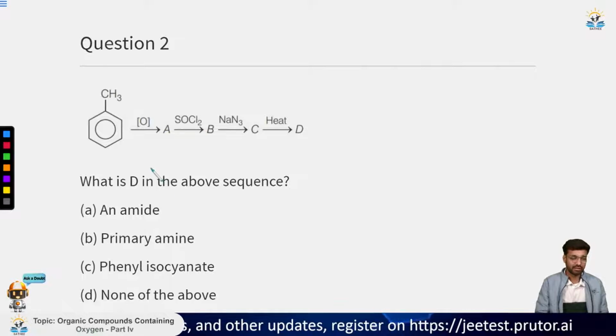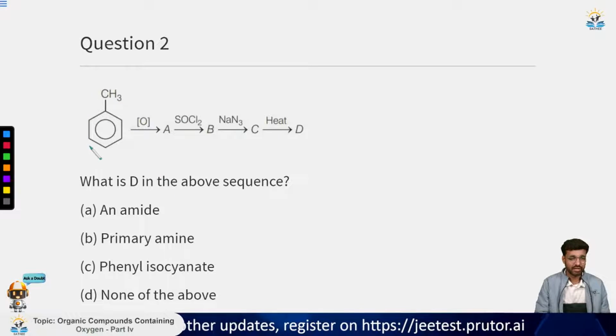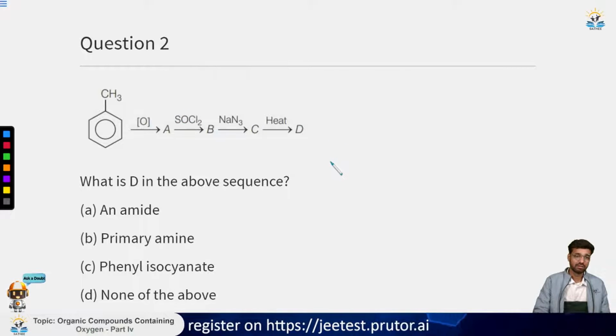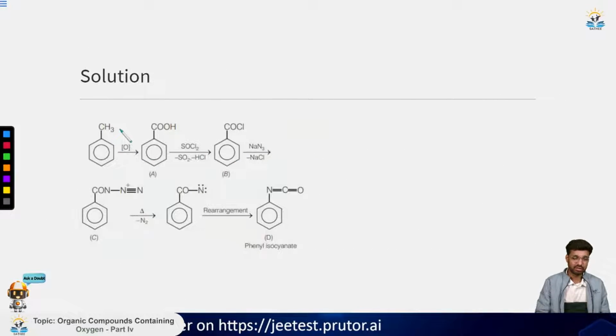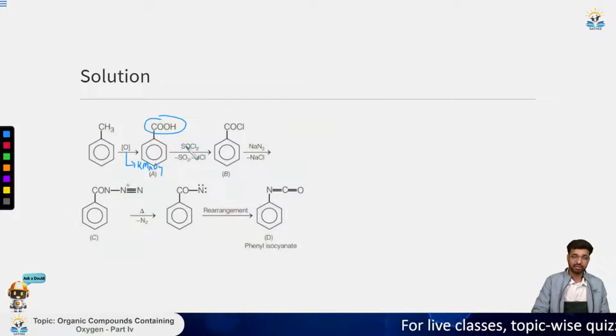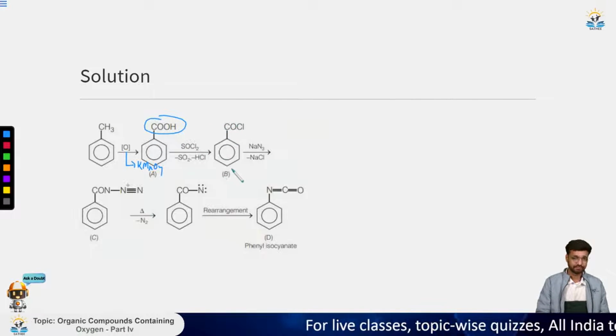Now next, this is a consecutive reaction. First we are oxidizing it, so it will oxidize to give you carboxylic acid. You can use KMnO4 here. It is a strong oxidizing agent, and I have told you earlier, whatever be the alkyl chain on the benzene, if you take KMnO4, it will give you the carboxylic acid directly. Then in the next step, we have a nucleophilic reaction with SOCl2, so this OH is replaced by Cl.